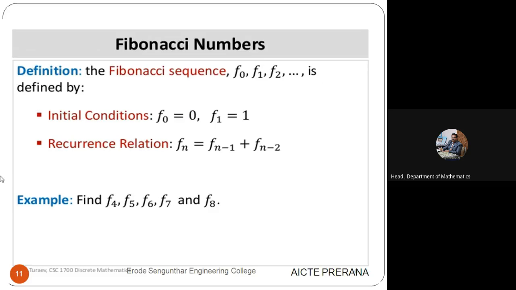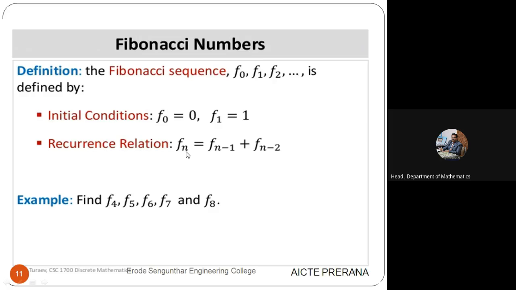The Fibonacci sequence is one of the best examples of a recurrence relation. Fibonacci numbers are defined by f0, f1, f2, etc. Here the initial conditions are f0 equal to 0 and f1 equal to 1. Now we write the recurrence relation for this Fibonacci sequence: fn equal to fn minus 1 plus fn minus 2, where n varies from 2, 3, 4 up to infinity.